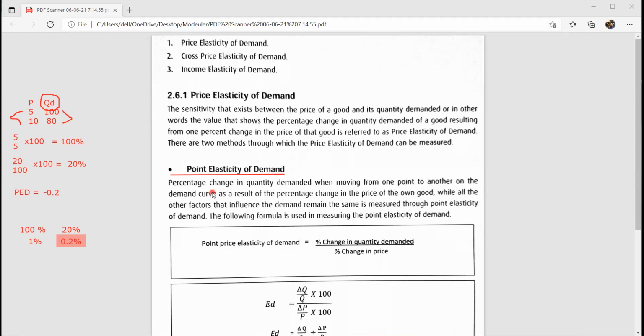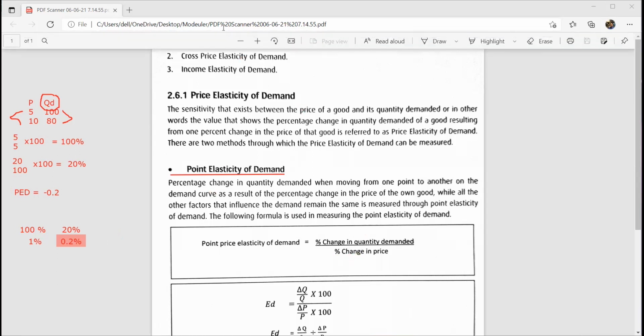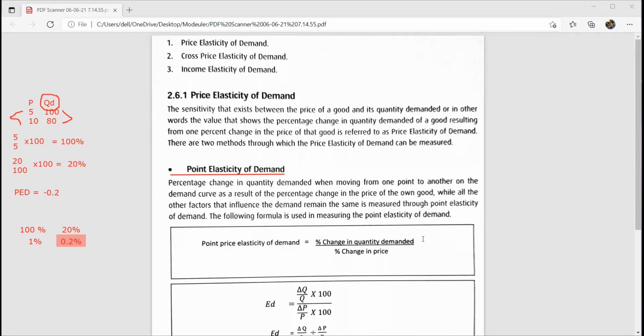The following formula is used in measuring point elasticity of demand. This is the formula we actually use. Percentage change in quantity demand, according to my example, 20%, due to 100% change in price. This is called value of PED or price elasticity of demand.